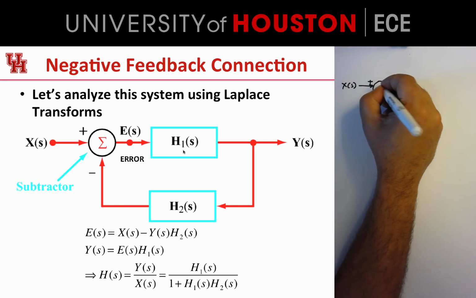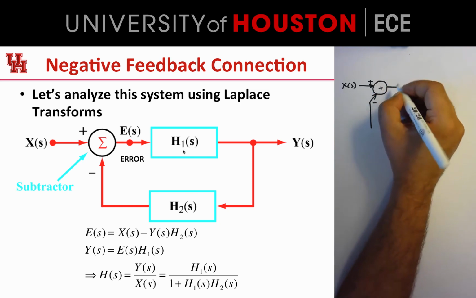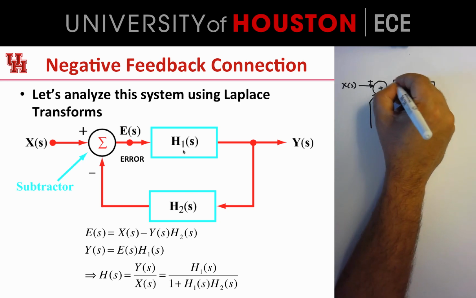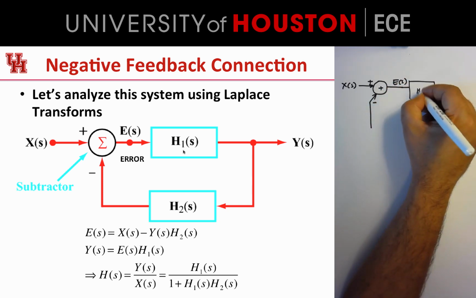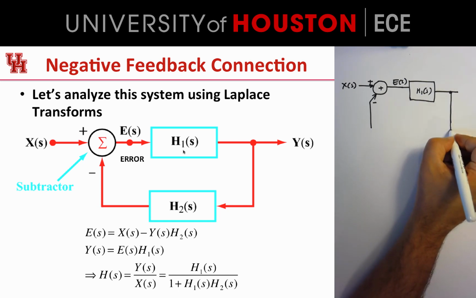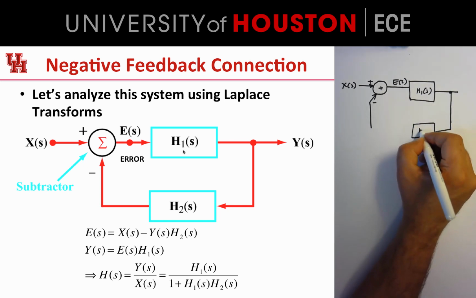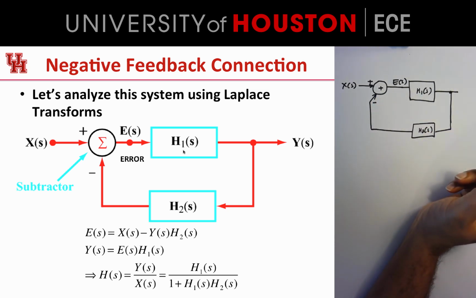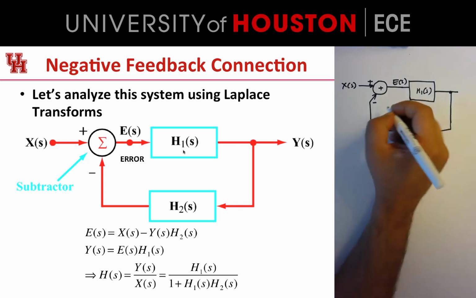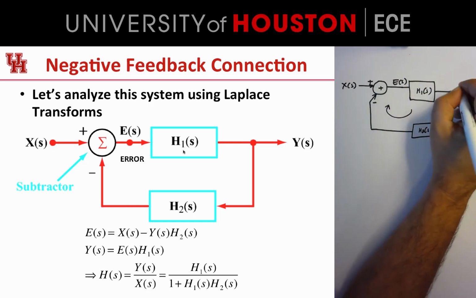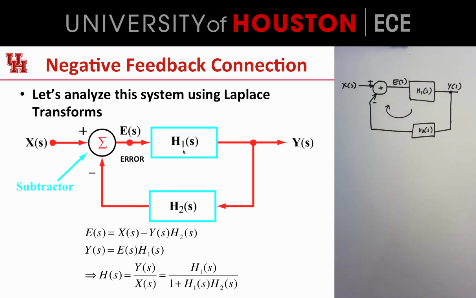And this is essentially an adder. Now, this difference is what we call the error, E of S, and it's fed to H1 of S, which is one system. The output of H1 of S is processed by another system, H2 of S, and that's the signal that's fed back here. So we have negative feedback, which means this system will hopefully be stable. The output is Y of S.